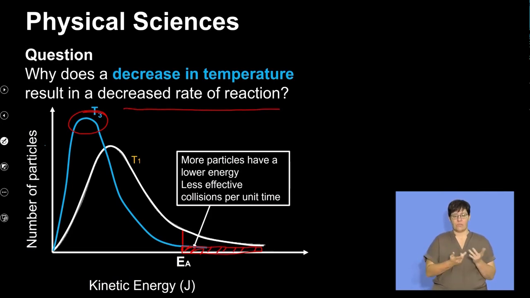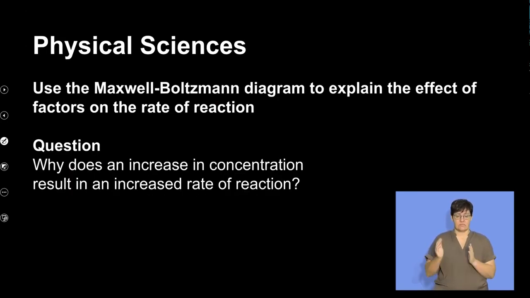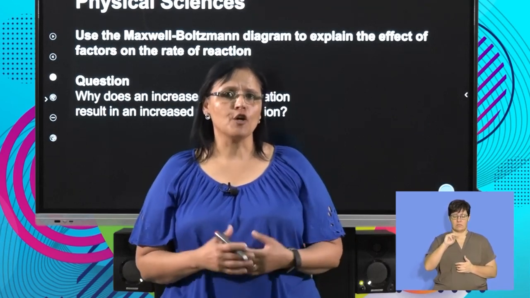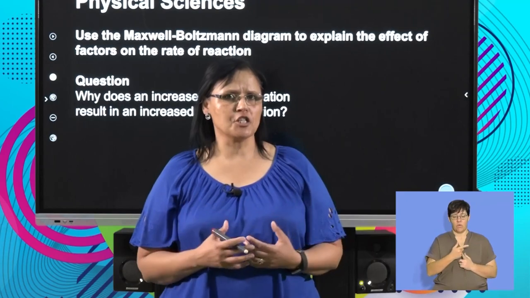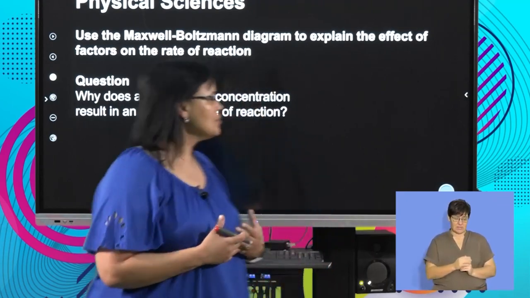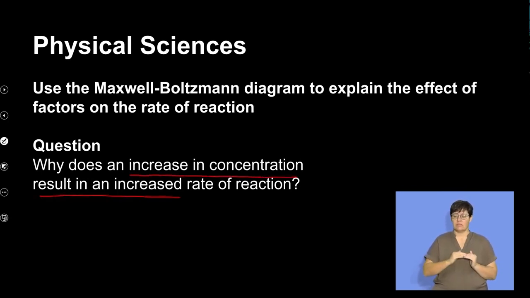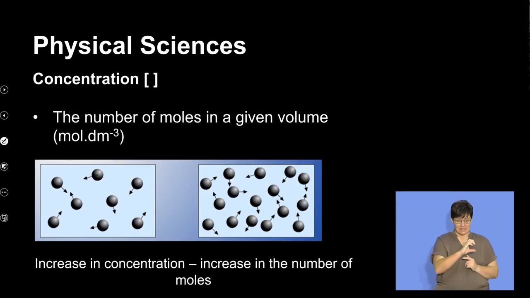We're going to move on to the next factor that we can explain in terms of Maxwell-Boltzmann as well as the collision theory. Remember, your Maxwell-Boltzmann distribution graph is all about the kinetic energy of the particles. Why does an increase in the concentration result in an increased rate of reaction?